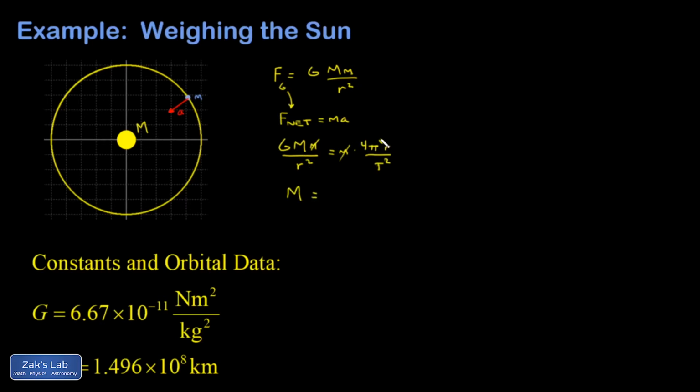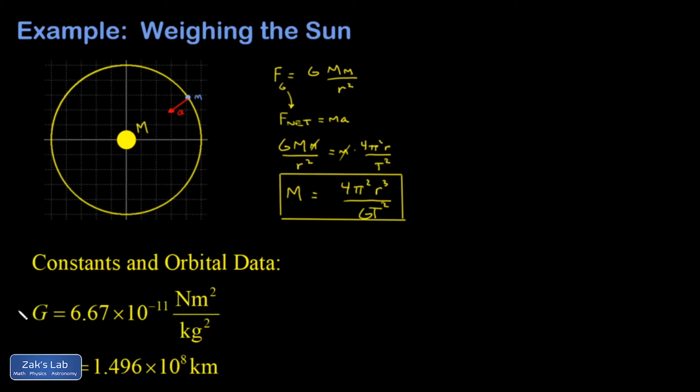I'm going to multiply r squared on both sides, so I end up with 4 pi squared r cubed. And then I'm going to divide by G. And I've got an expression for the mass of the sun based only on the orbital radius for the Earth going around the sun. And I lost a T squared, so I better put it in. The orbital radius and the period. Okay. Now we get into our data.